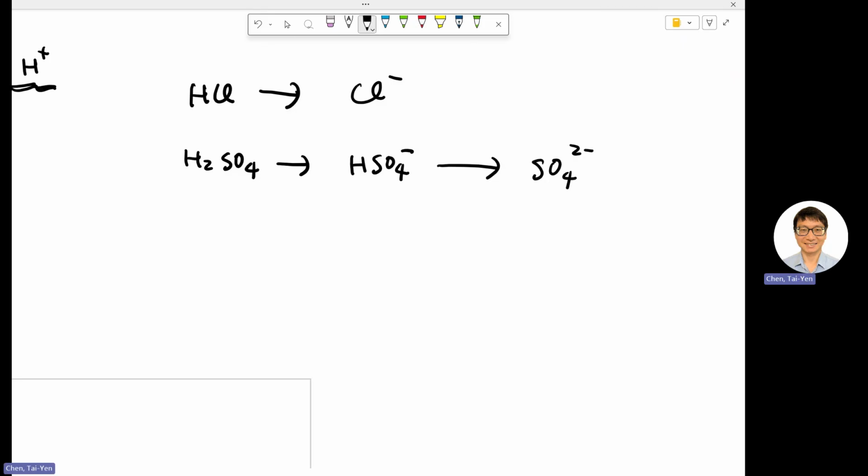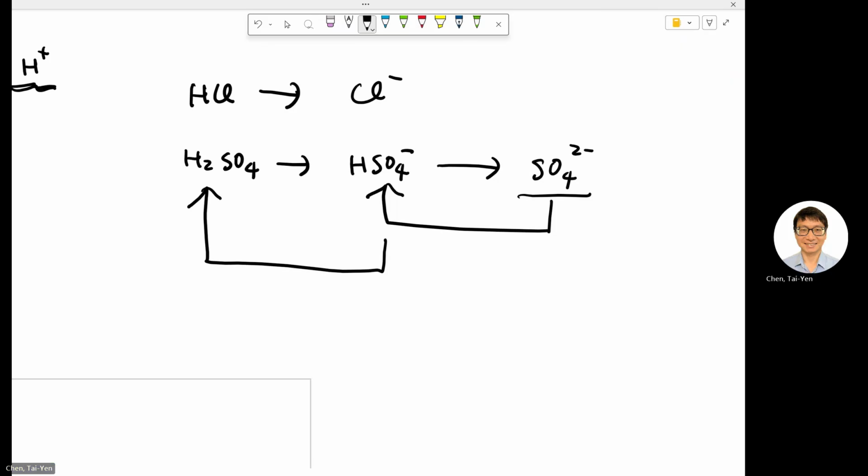So every time we talk about the conjugate acid-base, you always throw away one H plus to get your conjugate base, not two. But if we have a polyprotic acid, for example H2SO4, you can do this twice. Therefore, SO4 2 minus is the conjugate base of HSO4 minus, and HSO4 minus is the conjugate base of H2SO4. Is that clear? Make sure you understand this terminology. It's very important.